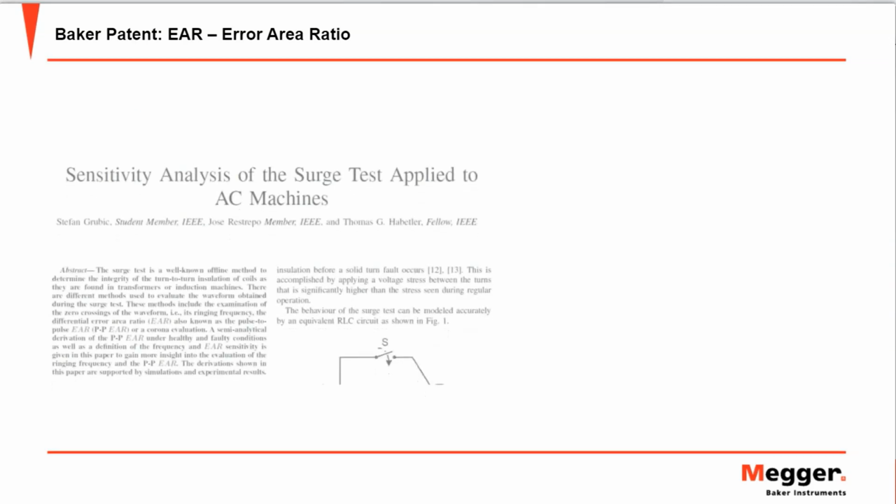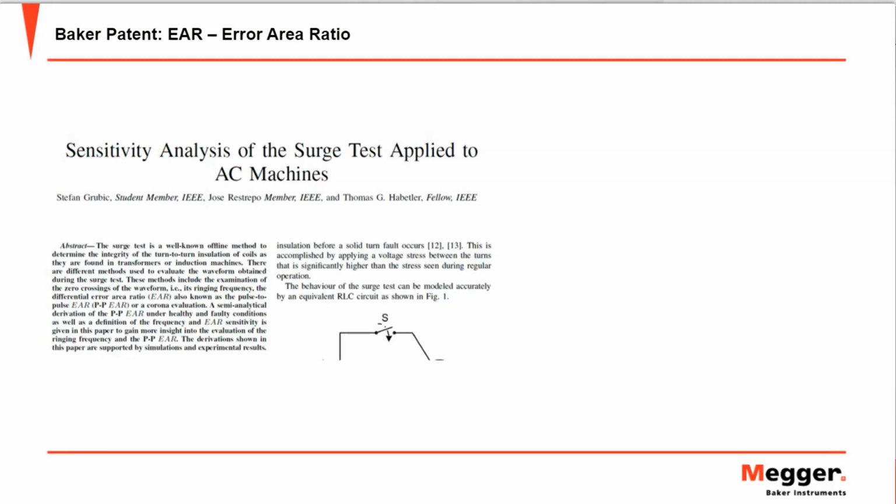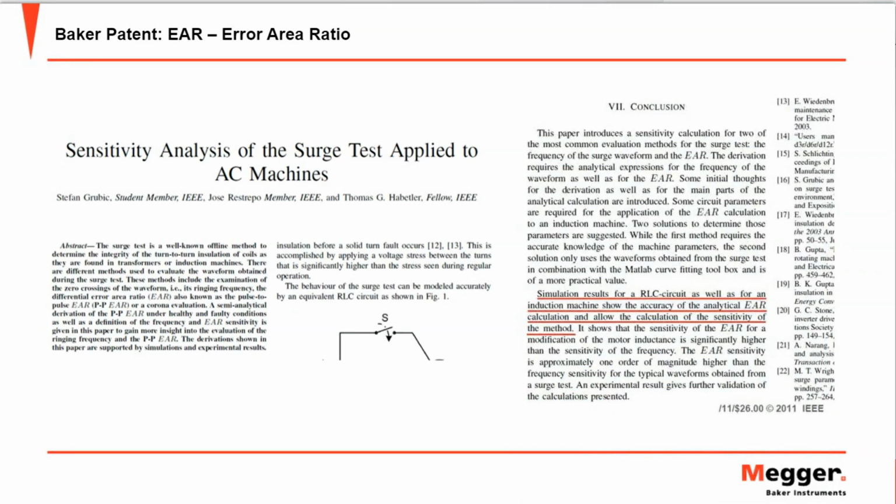So this invention, Meyer-Baker invention, was accepted by different entities in the US and worldwide. You can see here, this is an article from IEEE 2011. They created a simulation of weak insulation in the lab, and they were using our patent, our invention, the EAR calculation, and they said that the sensitivity of the method was very accurate in order to identify the arc during the weak insulation.